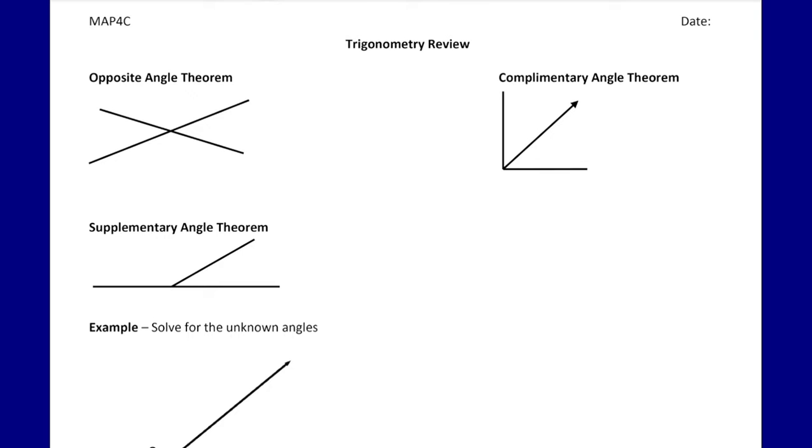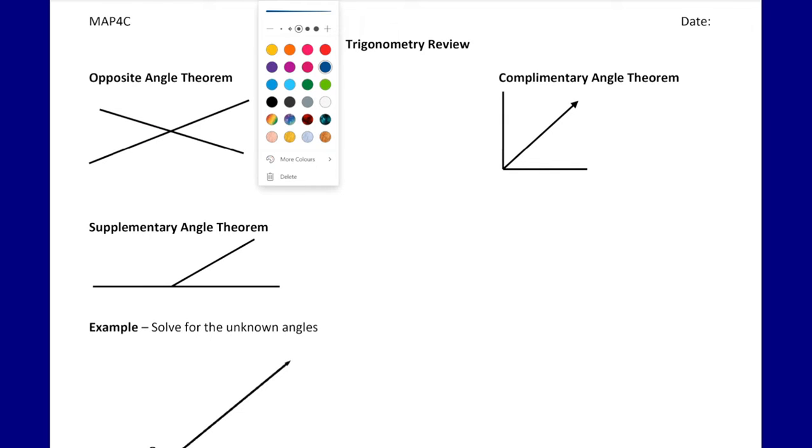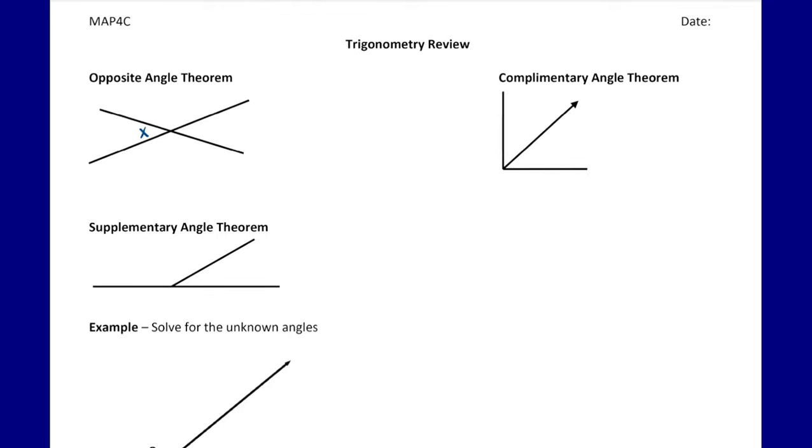So first of all, we have our opposite angle theorem. This states that the opposite angles of two lines crossing are equal. So that means these two are the same, and these two are the same, because they're the opposite angles.